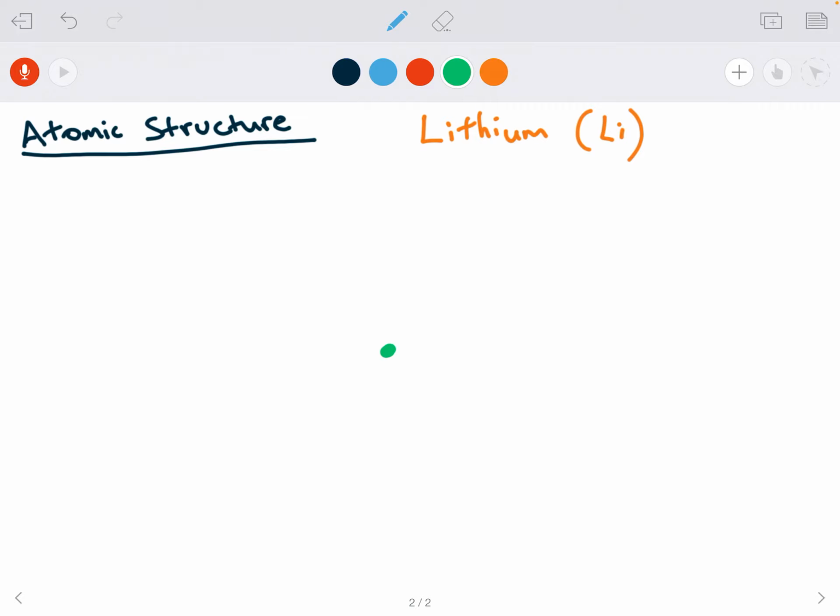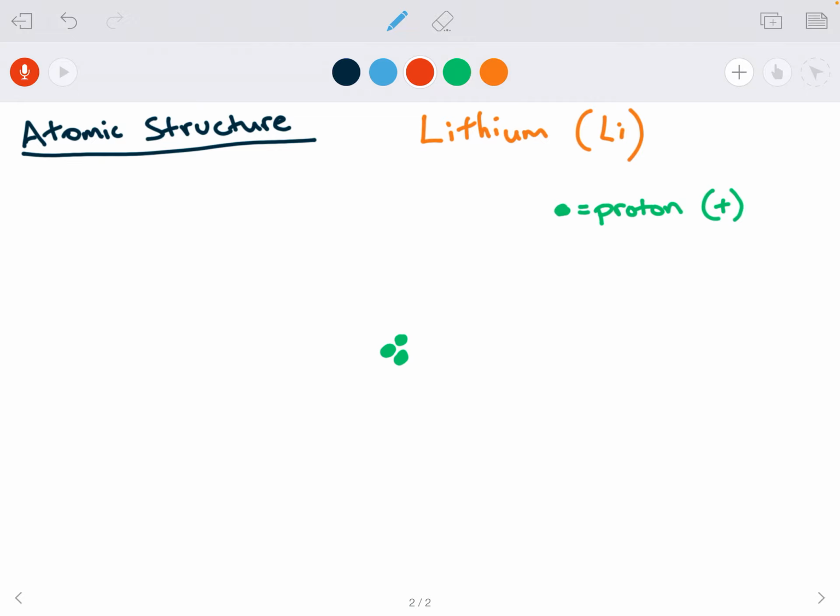I'm going to draw in 2 circles and then put in a third circle next to those 2. And the green circle here represents the proton. So protons are one of the subatomic particles, and they have a positive charge. Just think of a proton as having a positive 1 charge.